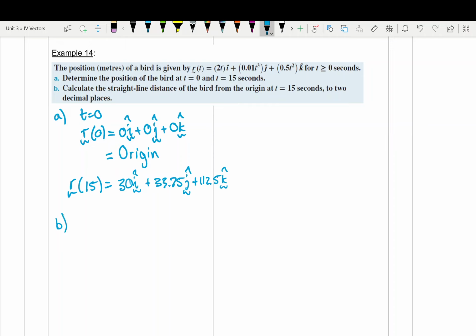Now we're asked to find the straight line distance of the bird from the origin at t equals 15 seconds to 2 decimal places. So we're looking for the magnitude of the vector r at 15 seconds because we know it started at the origin. So the magnitude of that is going to give us the distance from the origin, which is going to be 30 squared plus 33.75 squared plus 112.5 squared, all square rooted. Altogether, if we compute that, that's going to be 121.22 meters from the origin.